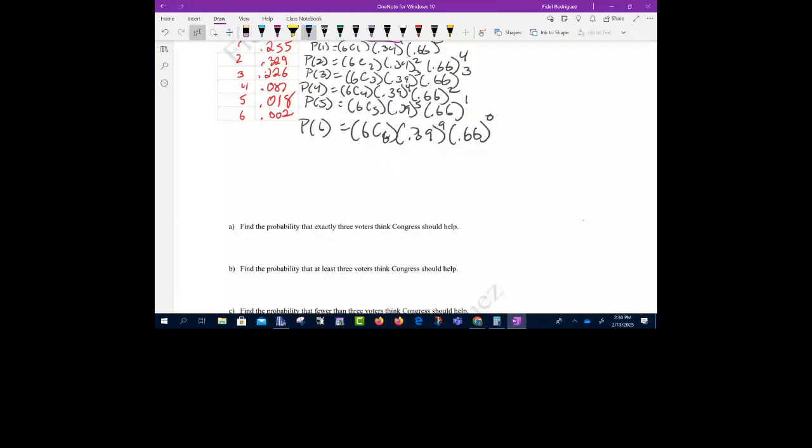So the first part says, what's the probability that exactly 3 voters think Congress should help? So y'all, all I'm going to do is come back over here. And if we're looking for the probability that 3 out of those 6 say Congress should help, we're going to say 0.226, right? Okay, now, what do you all think?